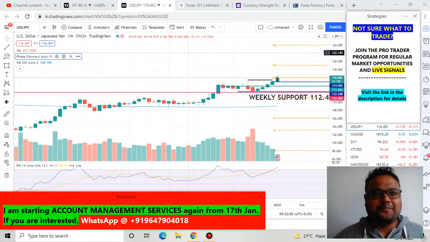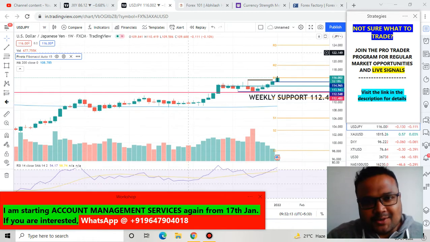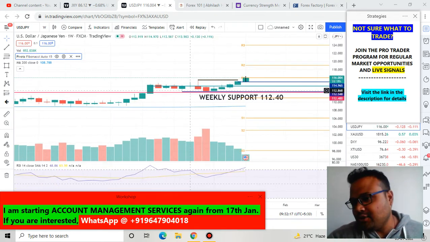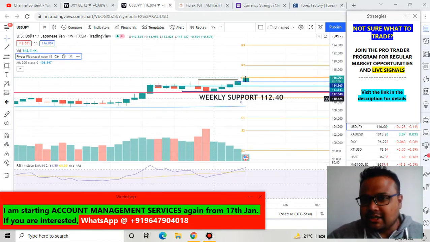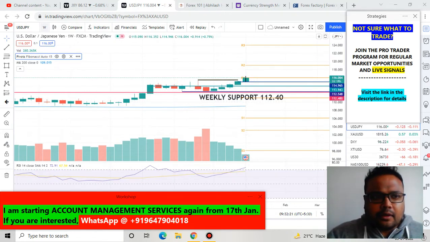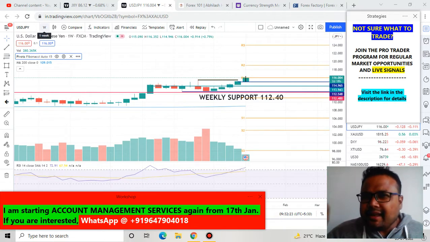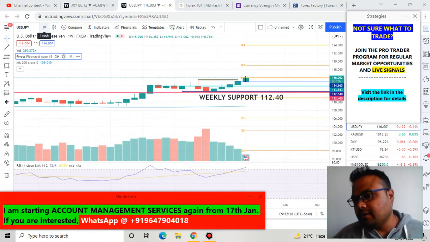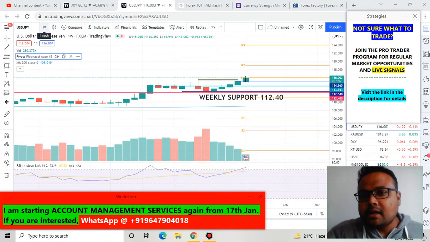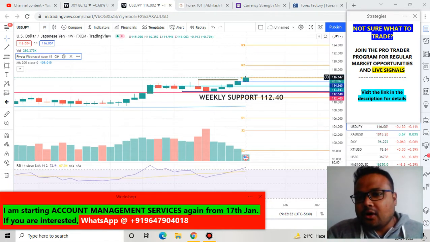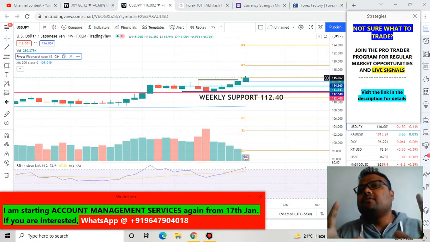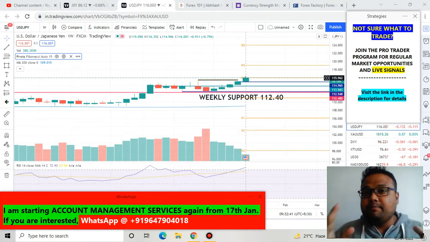So let's get started. This is the weekly chart of USD JPY, and we can see that the market is extremely bullish on the weekly chart as well. Right now, USD JPY is facing some kind of selling. I won't say selling, rather retracement or correction, because we have a resistance on the weekly chart. You can see that we have a resistance here. As a result, there is some kind of correction going on in the USD JPY.